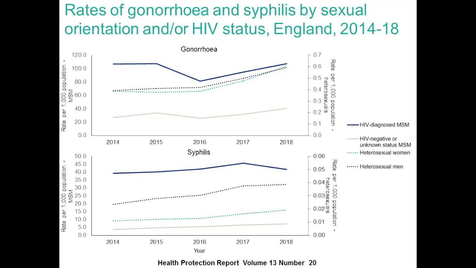And the other point to take away from this is that the scale for rates of diagnosis in MSM is so much higher than it is for heterosexuals. So taking gonorrhea as an example, rates are between 22 and 100 per 1,000 population in MSM, but in heterosexuals, that number is still under 1 per 1,000. So quite a big difference there.